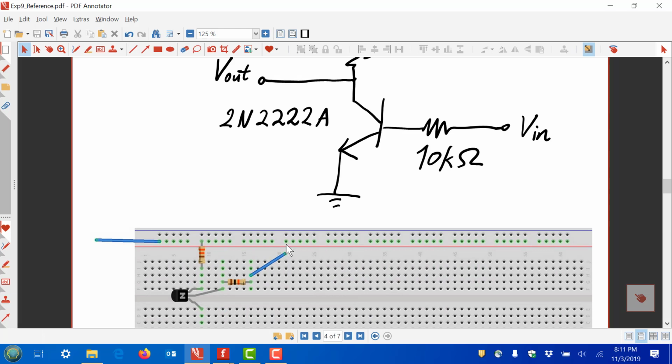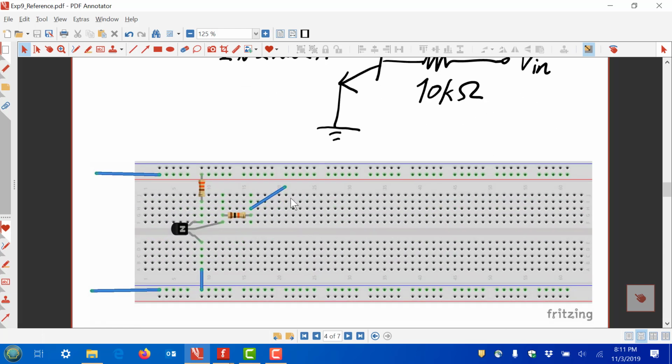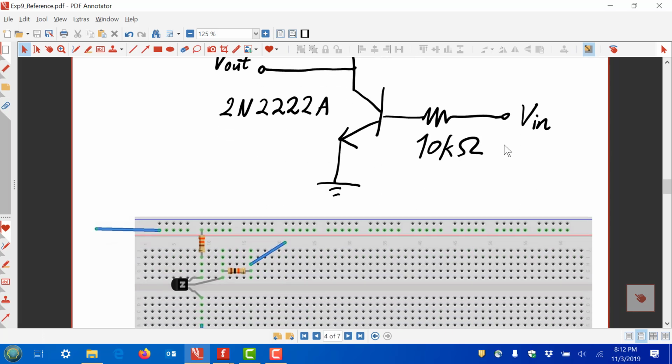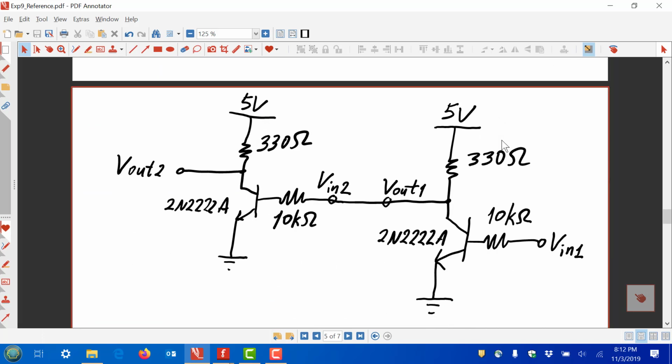So connecting this to the top over here would be 5 volts. Connecting to the bottom would be applying 0 volts. And we'll only be applying those two levels for the other circuits as well. Now the next circuit is 2 of these circuits where the output of one is the input to the next one. So there's 2 of these circuits back to back, and we're going to build it the same way.